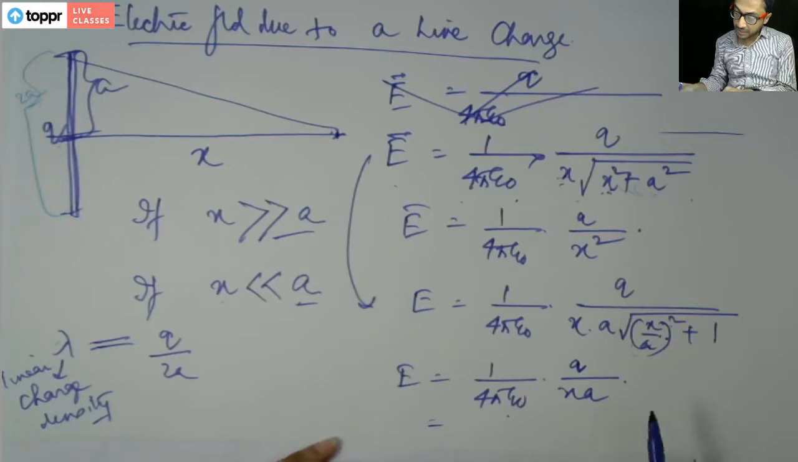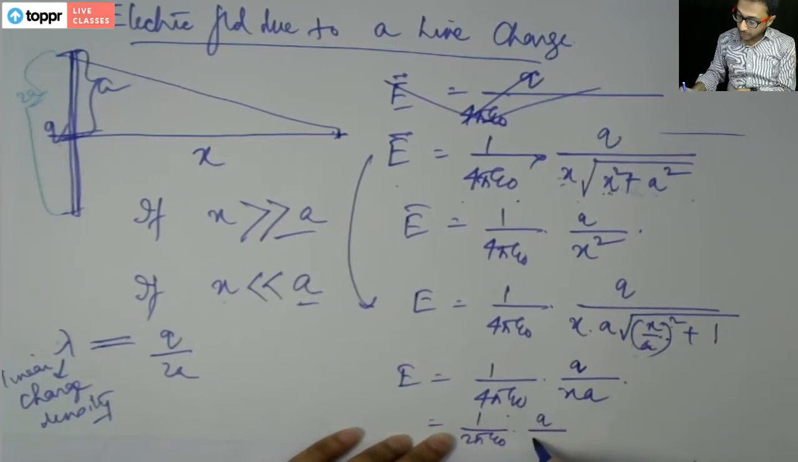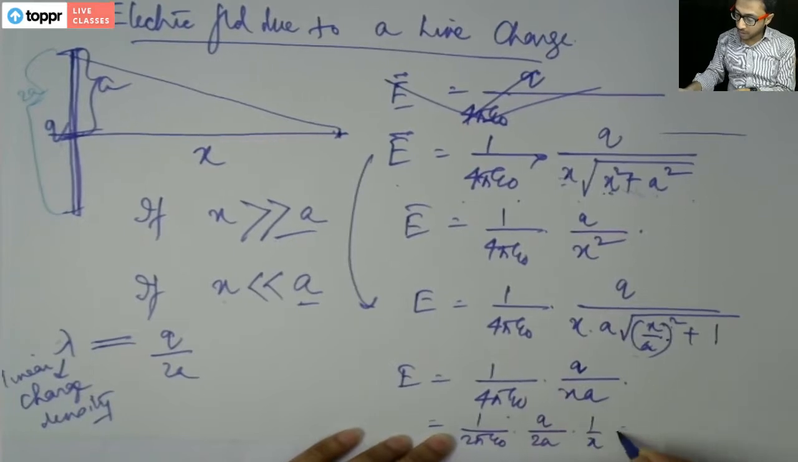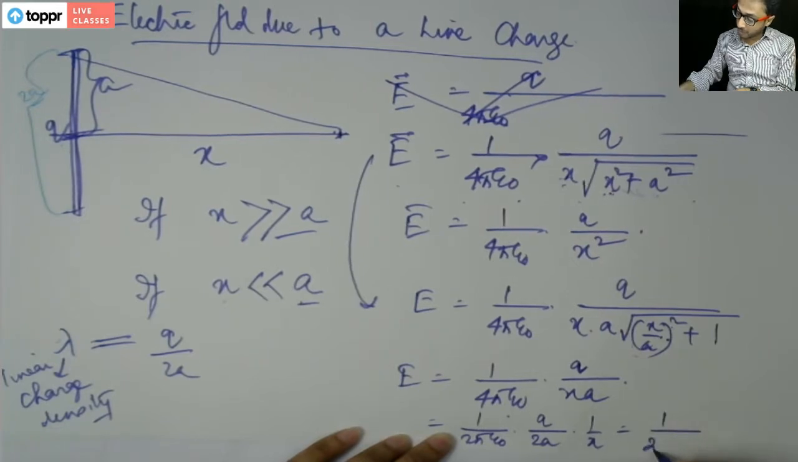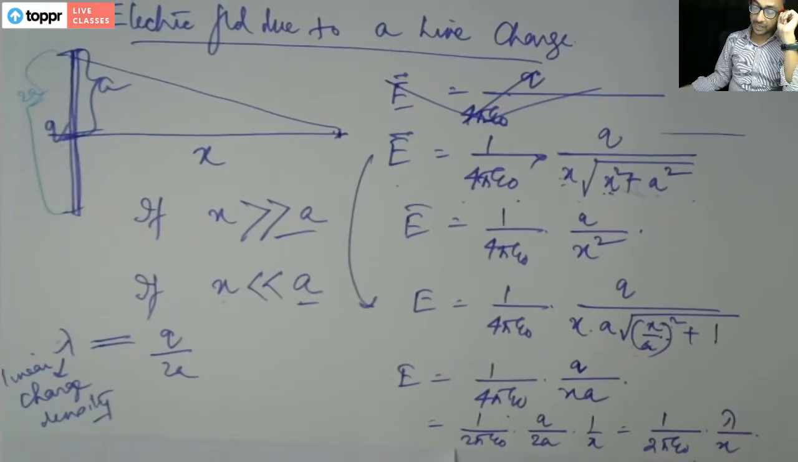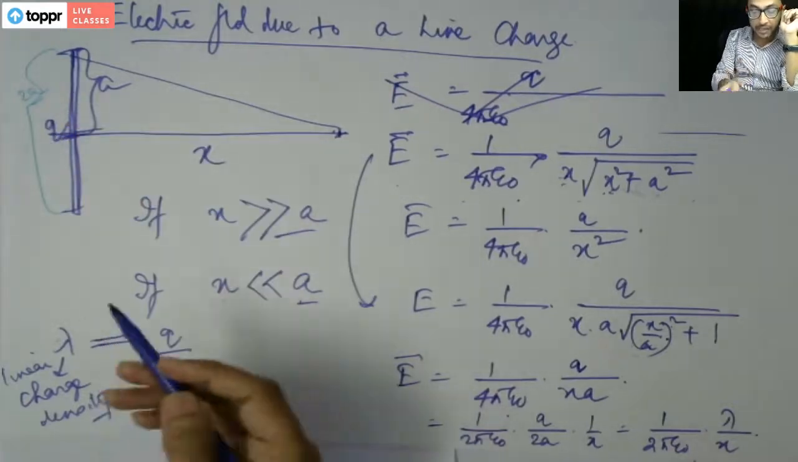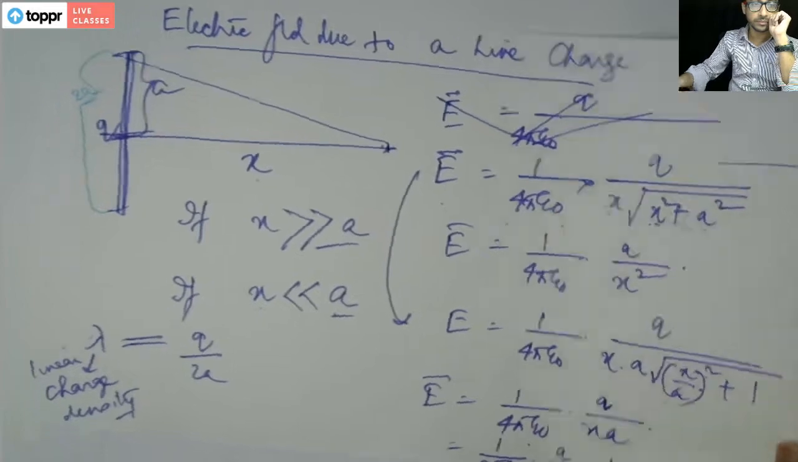What can we write? See, 1 by 2 pi epsilon 0, q by 2a into x into 1 by x. So this becomes lambda. So we can write it as 1 by 2 pi epsilon 0 lambda by x. This is nothing but the electric field for a line charge when a is much greater than x. Okay.